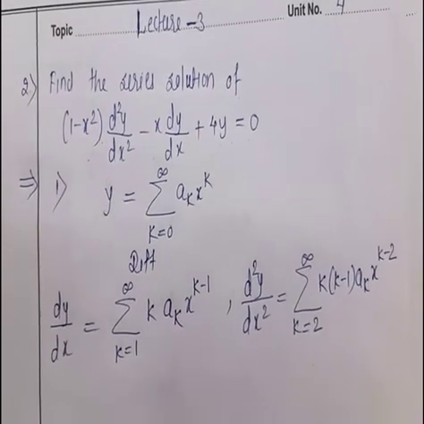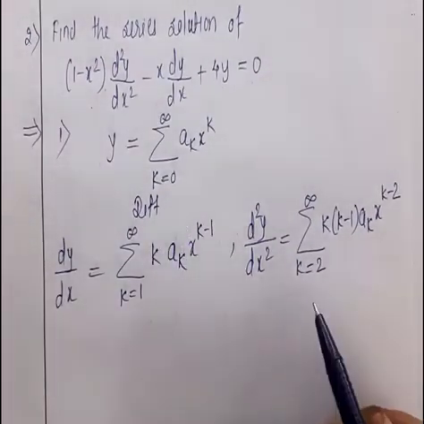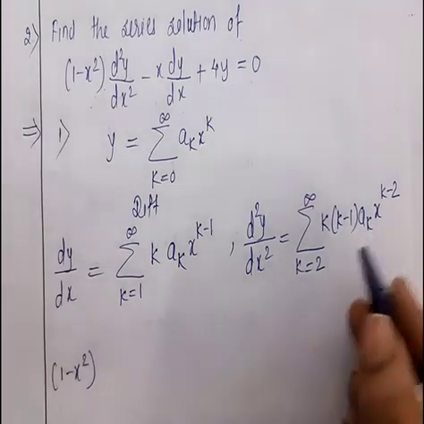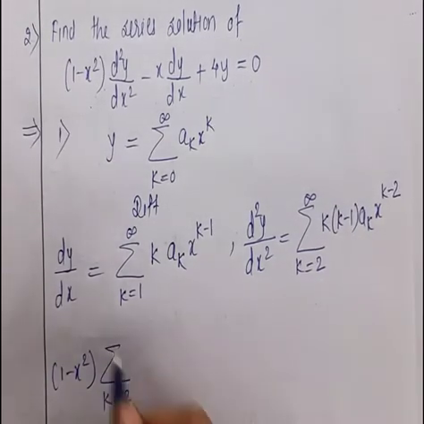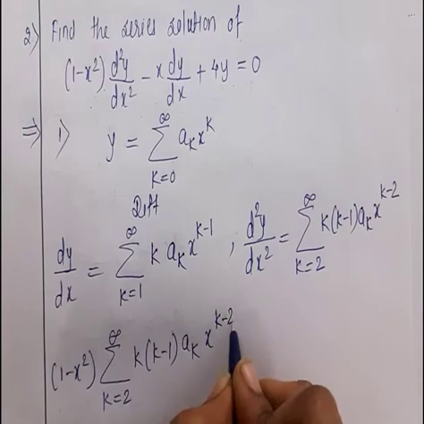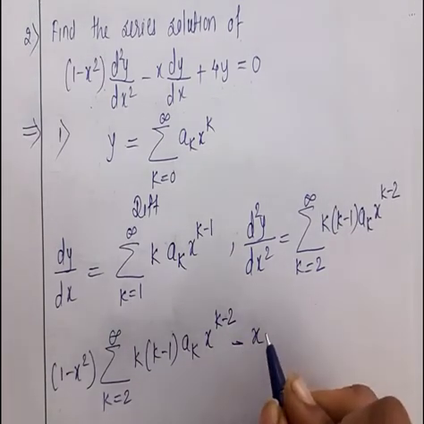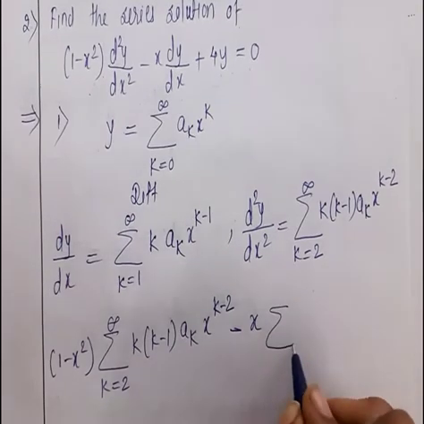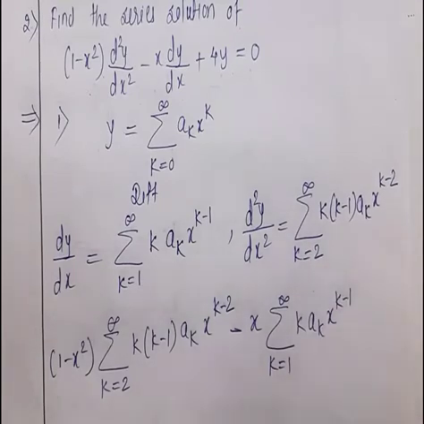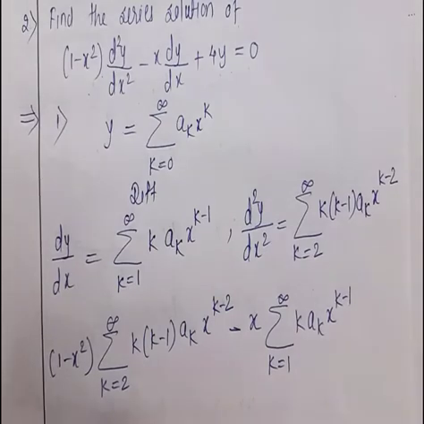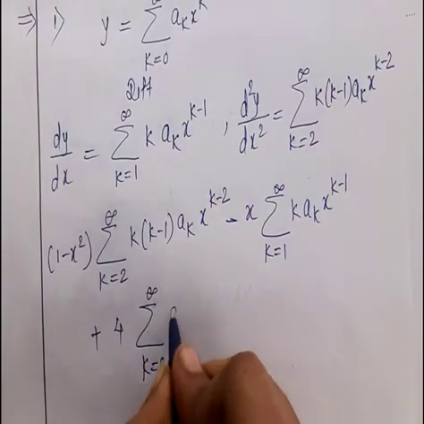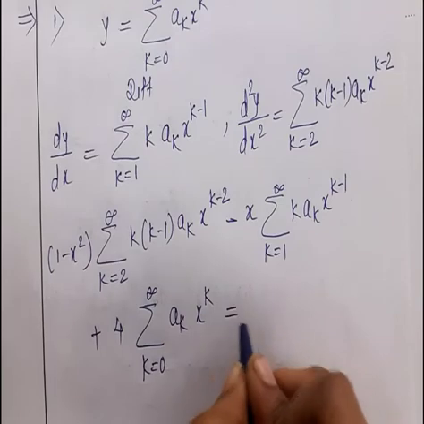Now substituting y, dy by dx and d2y by dx square in the given differential equation: 1 minus x square multiplied by summation k is equal to 2 to infinity k multiplied by k minus 1 ak x to the power k minus 2, minus x multiplied by dy by dx, so dy by dx is summation k is equal to 1 to infinity k multiplied by ak x to the power k minus 1, plus 4 multiplied by y, which is summation k is equal to 0 to infinity ak x to the power k, and this is equal to 0.